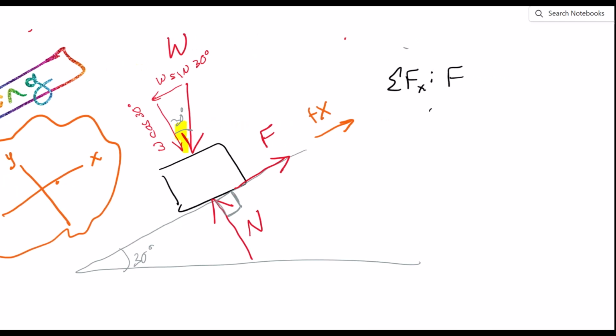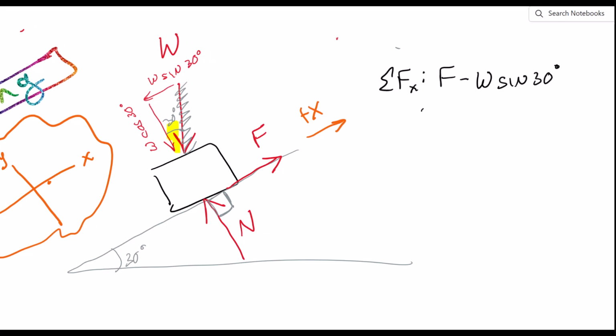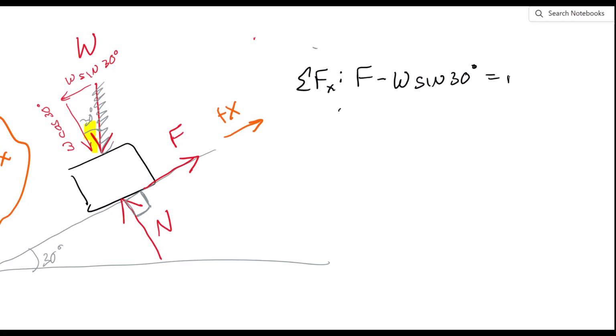Yeah. And then I was looking at that, and that seems weird. An important thing to note is that now that I've resolved those into those two components, I can basically say this doesn't exist anymore because I've replaced it with those two others. Okay, so I have friction going up the ramp, and then I have negative W sine 30 going down the ramp, and that's going to be mass times the acceleration of the object down the ramp.